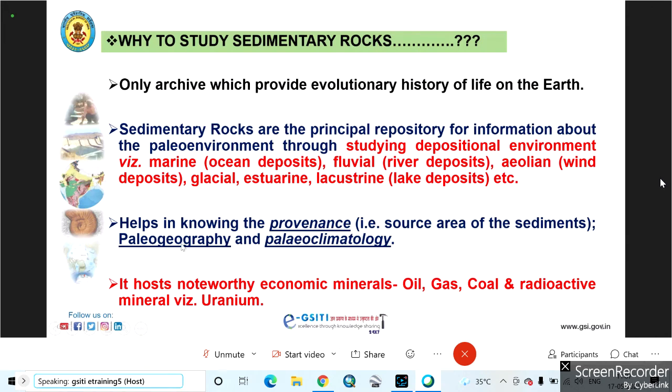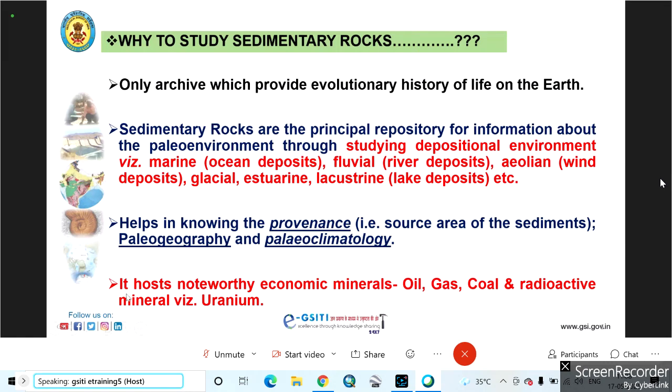It also helps in knowing the provenance of the area. In that way, we can define or determine the paleogeography of the area, and during the study of the provenance, we can also estimate the paleoclimatic fluctuation during the past geological time, which will be helpful to understand the fluctuation or future predictive climatic model.